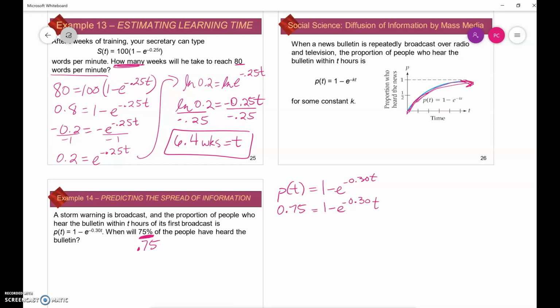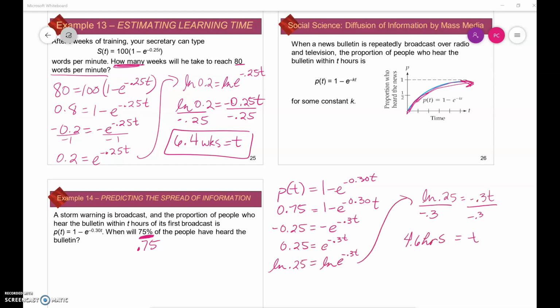All right, so I want you to pause the video, work this equation, and come back and check your answer. If you work through this equation, you should have come up with 4.6 hours. So at the end of 4.6 hours, 75% of the people will have heard the news bulletin about the storm.